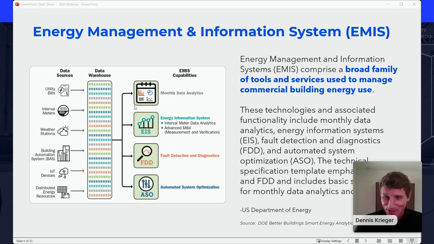Acronym number 2, I'm going to throw a lot of acronyms at you in this section, is Energy Management and Information Systems. Again, this is something defined by our friends over at the DOE as a broad family of tools and services used to manage commercial building energy use. So the way I think about it is, strategic energy management is your process. Energy management and information systems are the toolkits that can help you achieve that process.